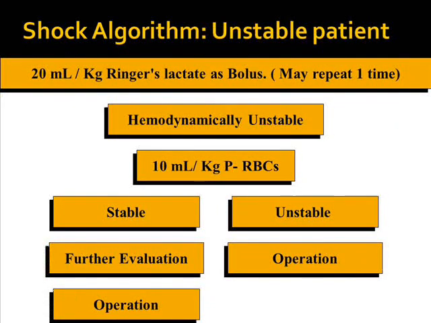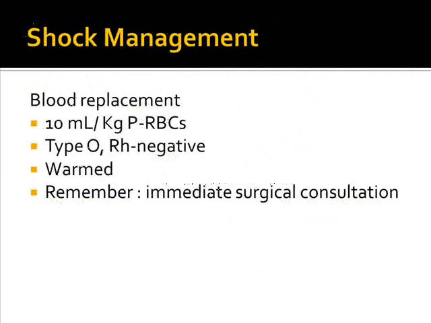In an unstable patient, we give 20 mls per kg of Ringer's lactate as a bolus, which we may repeat once. If the patient remains hemodynamically unstable, we give 10 mls per kg of packed red blood cells. If the patient stabilizes, further evaluation and definitive management. If the patient is unstable, the patient requires operation.